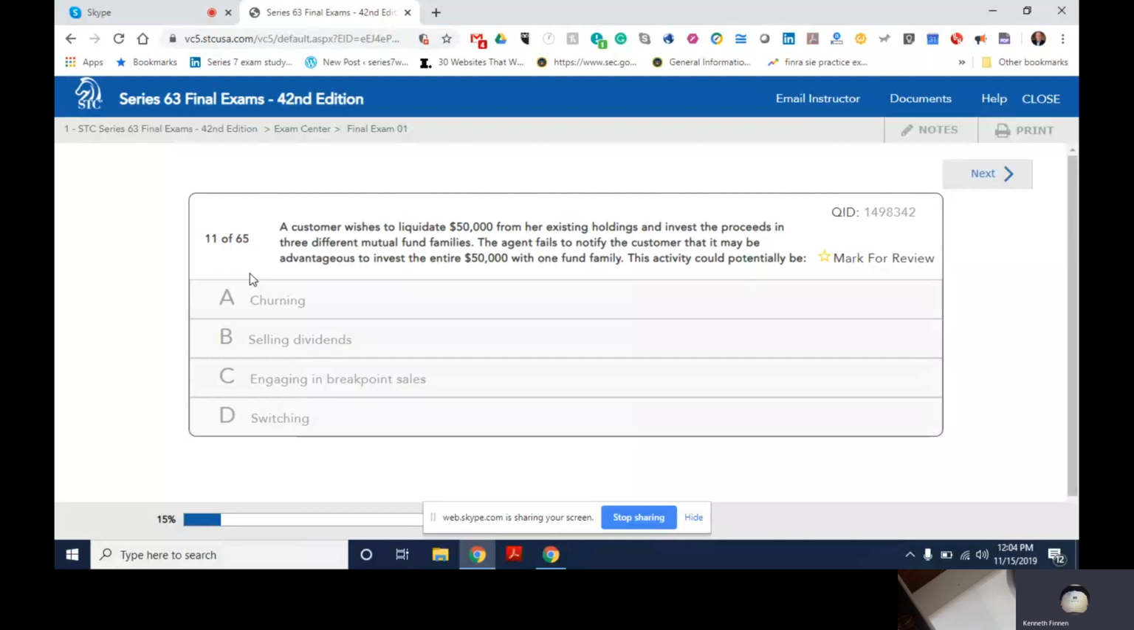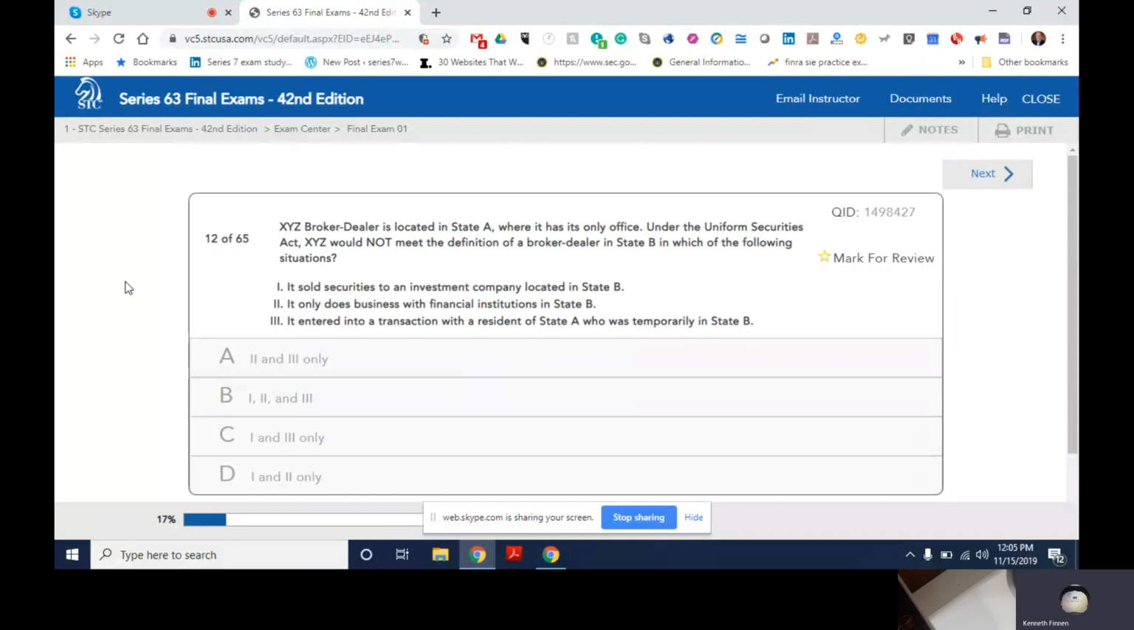And engaging in breakpoint sales. The reason is that if you put them in one family, like a Fidelity, even if you invest in multiple funds in the family, you will get breakpoints. But if you invest in T. Rowe and Vanguard and Fidelity, they don't care what you're putting in other people's stuff. So you're going to have to pay the full sales charge. So I'm going to go with engaging in breakpoint sales. Very good, Ken. Okay.